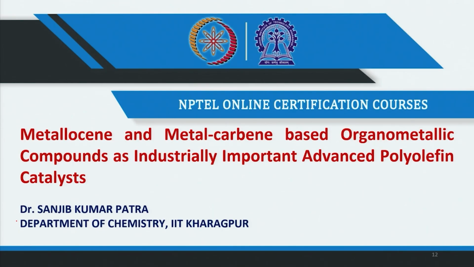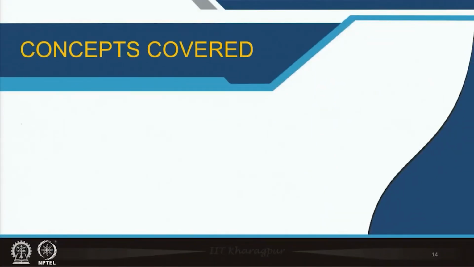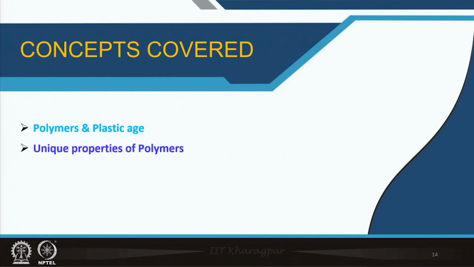In this class, which is basically the continuation of the first class, we will discuss the basic properties of the polymers and how different they are from the monomeric or the small molecules. So, let us try to understand. We will cover the concepts of polymers, the unique properties of the polymers, as I already told, and we will try to understand how different they are from the monomers.